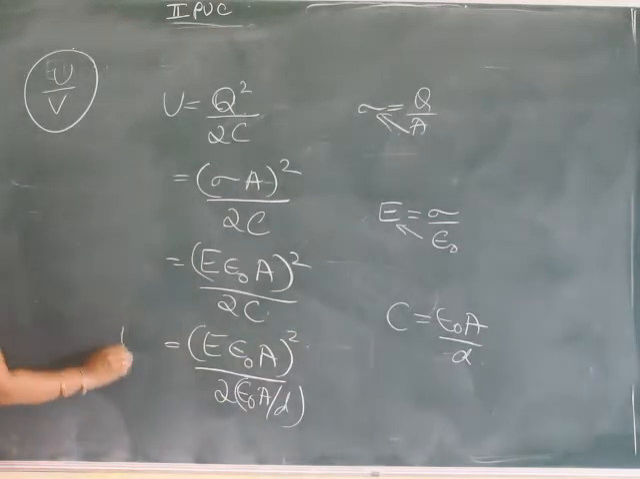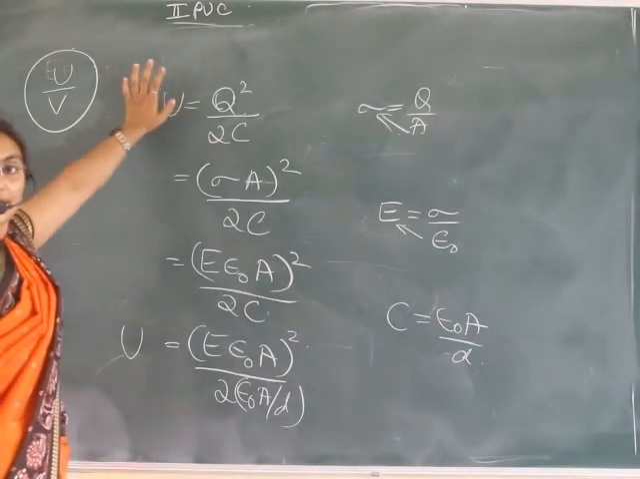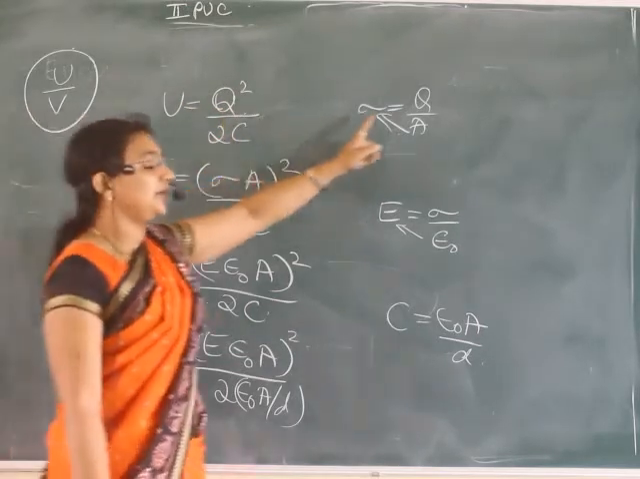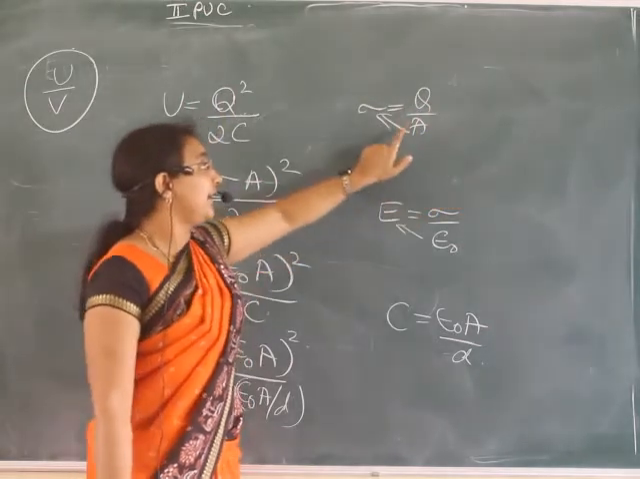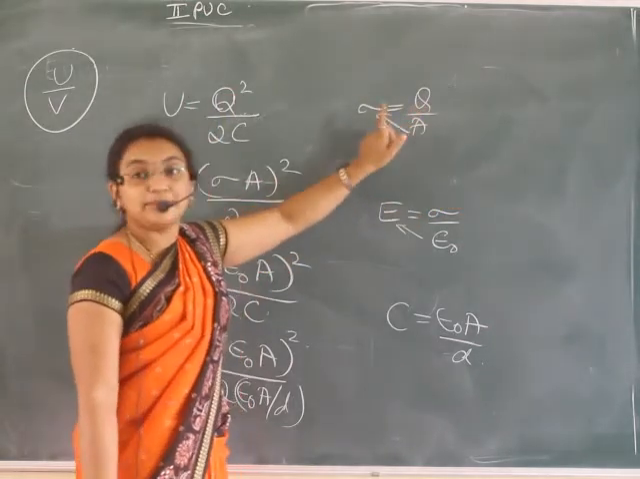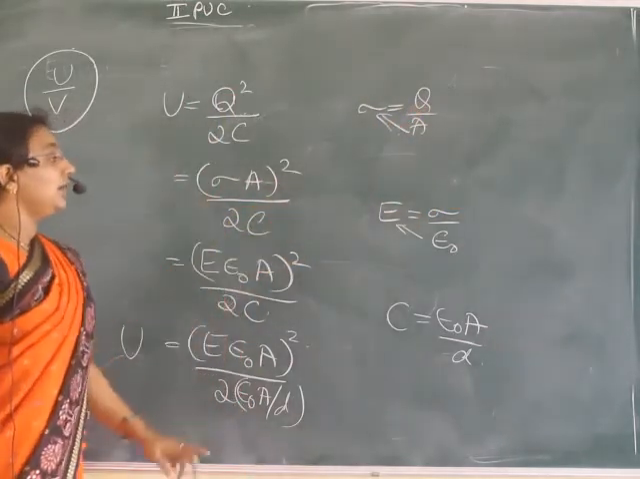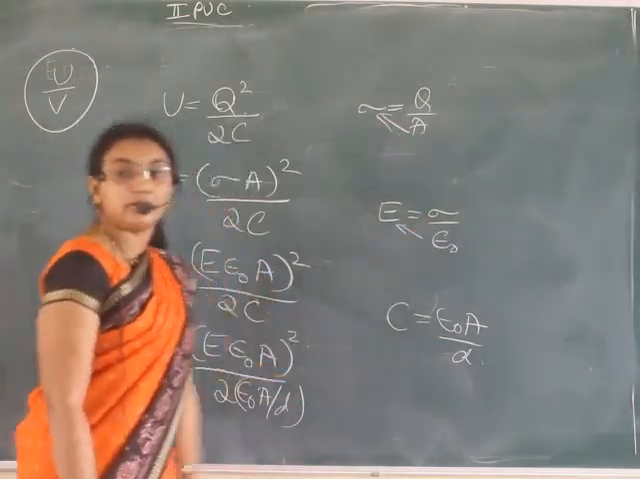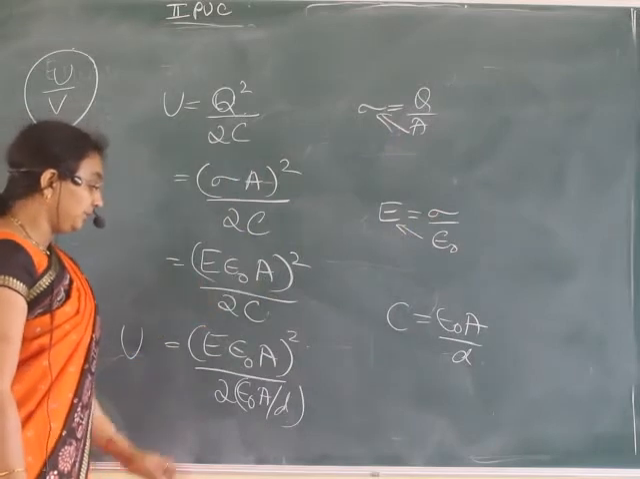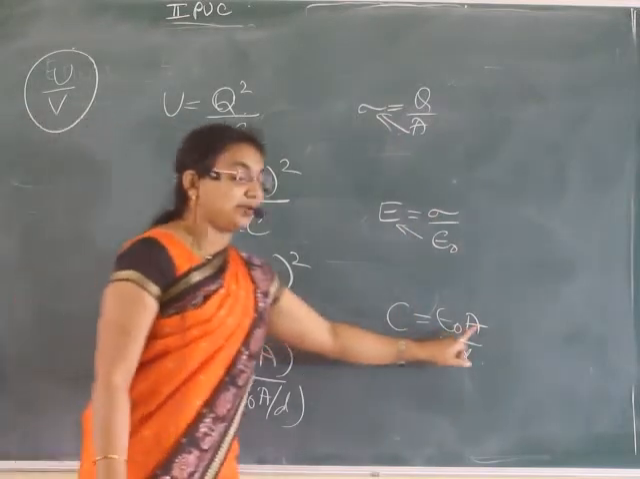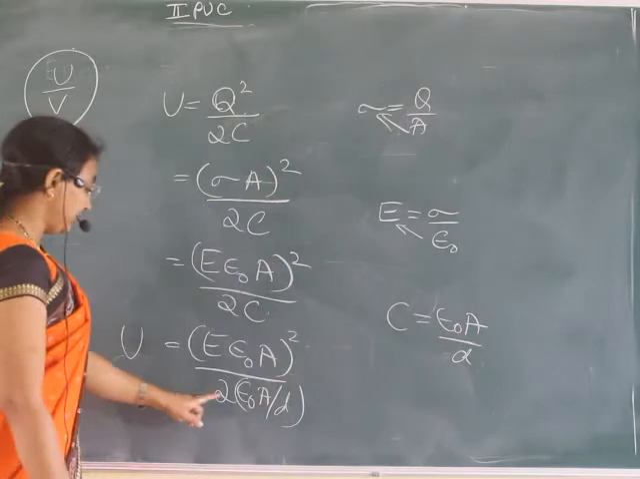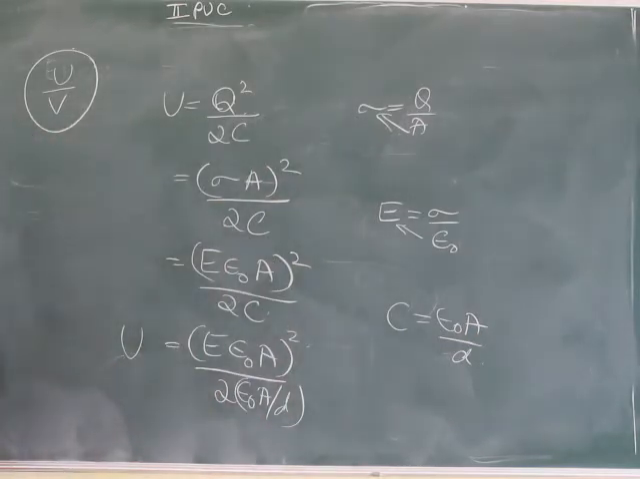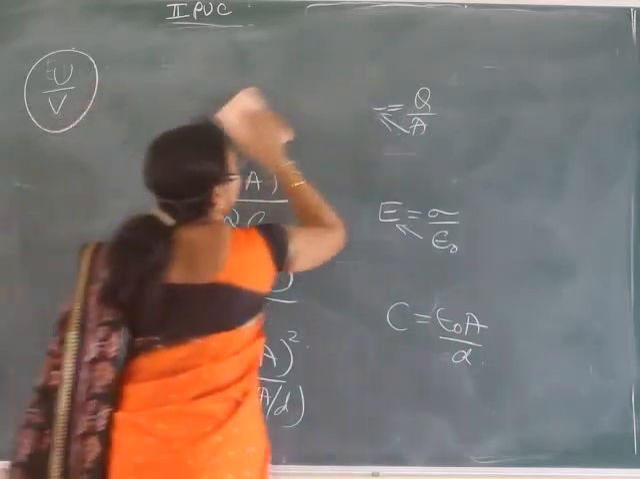Now, shall I erase what we have done? We know that U is equal to Q square by 2C. We also know that sigma is equal to Q by A. Then I can write in the place of Q, sigma into A. We know that E is equal to sigma by epsilon naught. So I can write sigma is equal to epsilon naught into E. Fine. We know that C is equal to epsilon naught A by D. Substitute it. We got it till here. Now cancel whichever is getting cancelled. So what is getting cancelled?